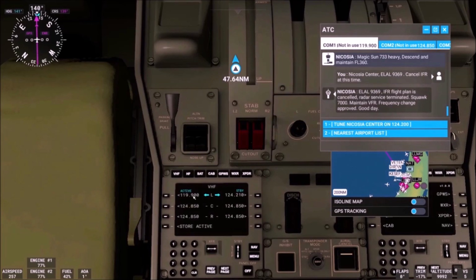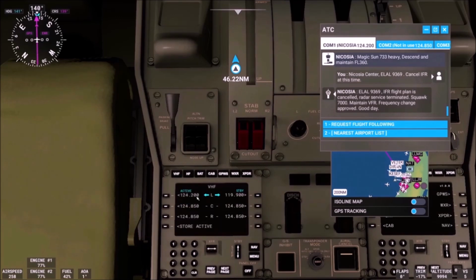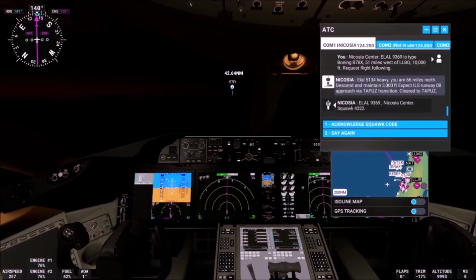Now if I want to return back to Nicosia Center, which is 124.200, I go 124.200, I press here, standby, and now you see, swap, and this is my frequency. Somehow we must descend and we are getting quite close.